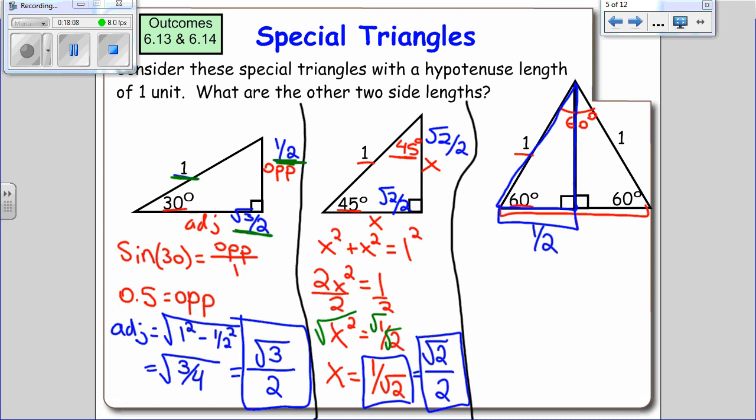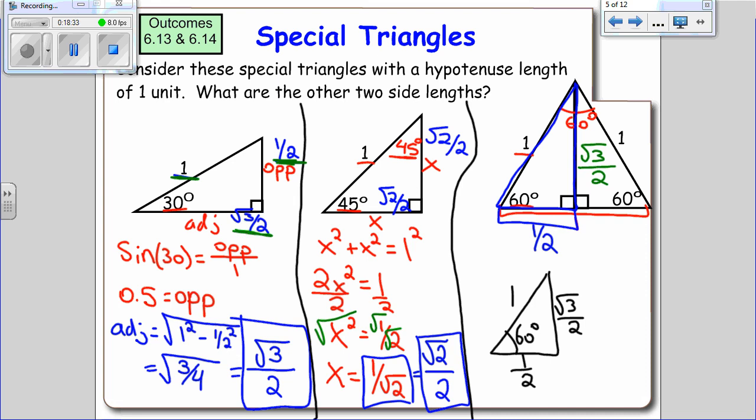So that means your special triangle, look at this, that's 60 degrees, 1, root 3 over 2, and 1/2. And we're using that more through intuition and thinking about the other triangles we already know and how that works.